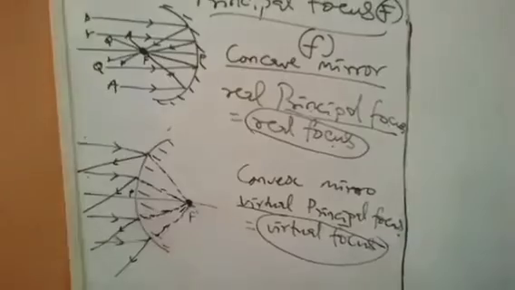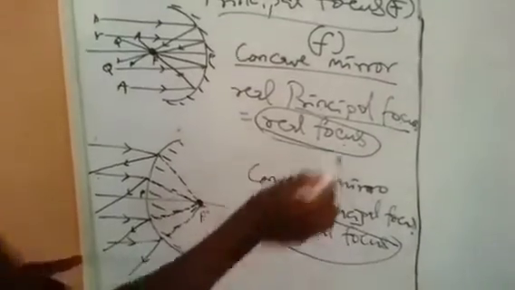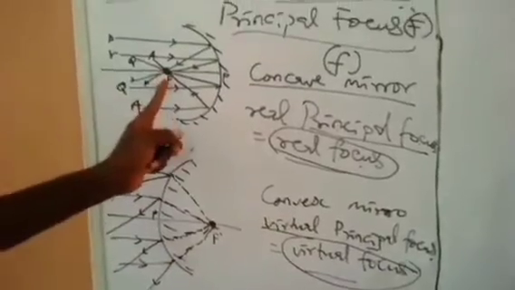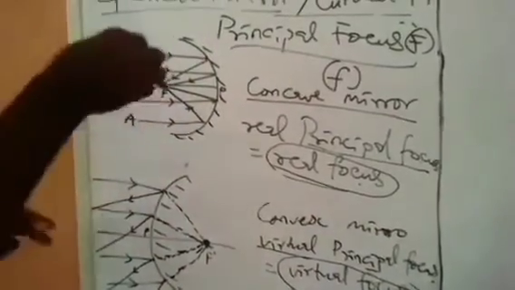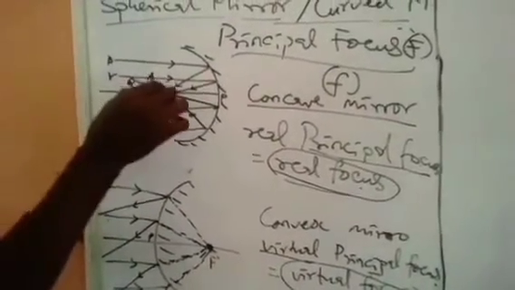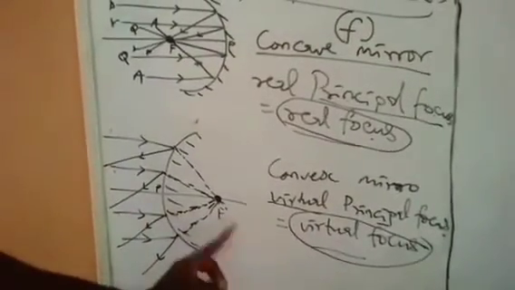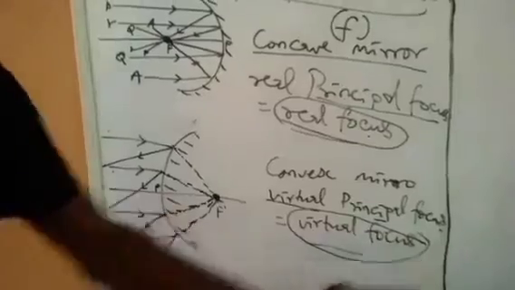So in an exam situation, you are asked, what is the difference between a real focus and a virtual focus? A real focus is formed on a concave mirror because of the rays of light which get through the principal focus. But in the case of the convex, the rays of light don't get to the focus, and so that's why it is a virtual focus.